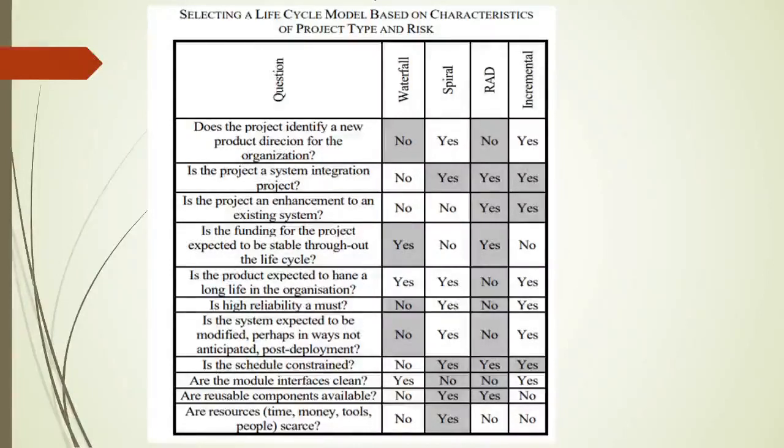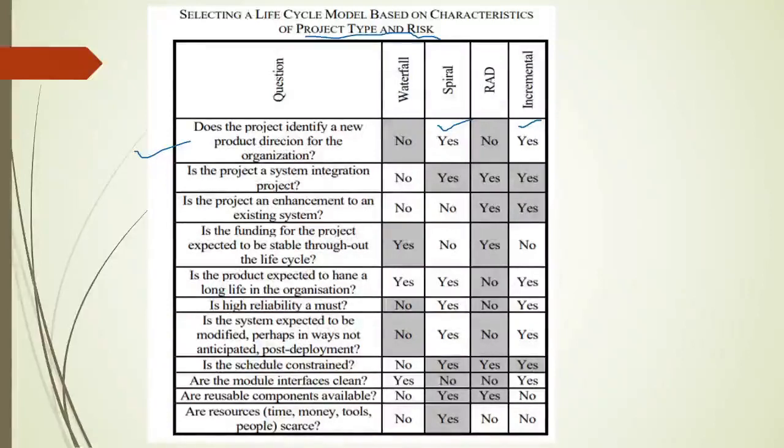Okay, next, selection of process model based on project type and risk. Some of the risks we have already seen, but there are some other types. Does the project identify a new product direction for the organization? Then you can go for the spiral model or incremental model.